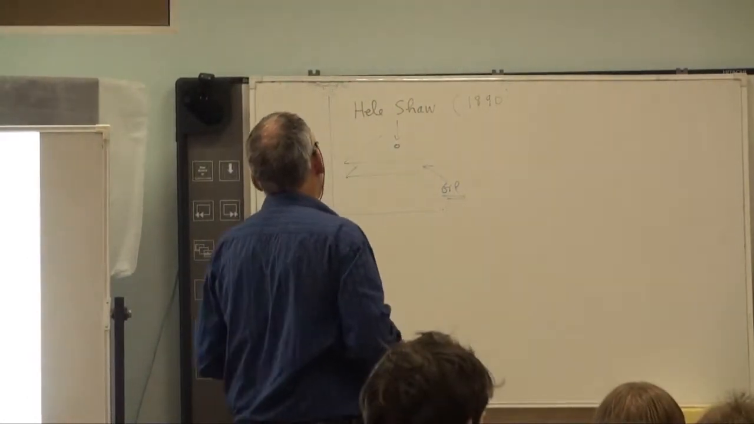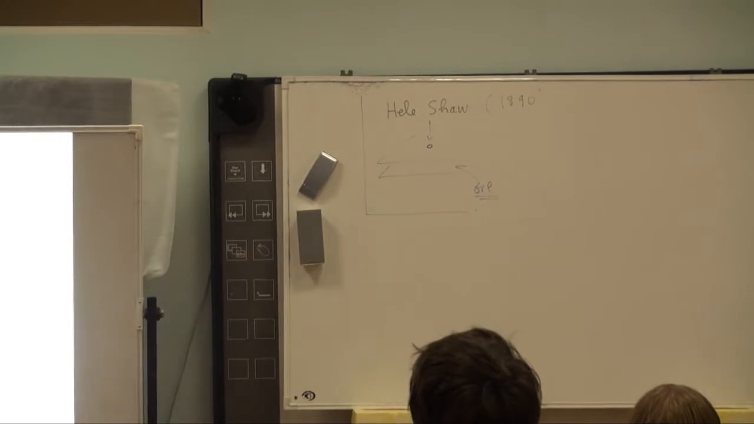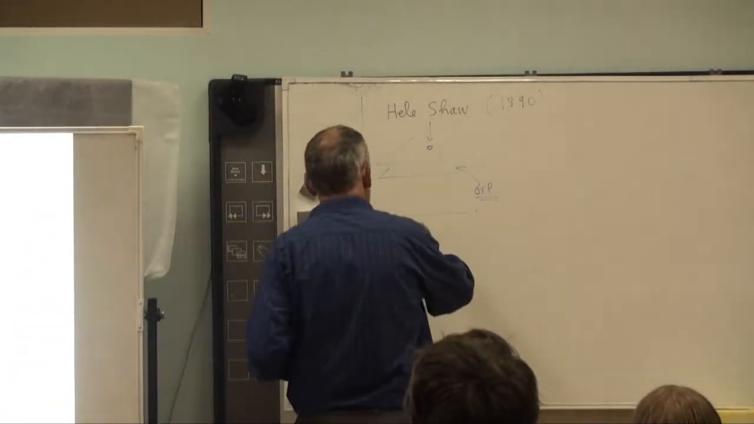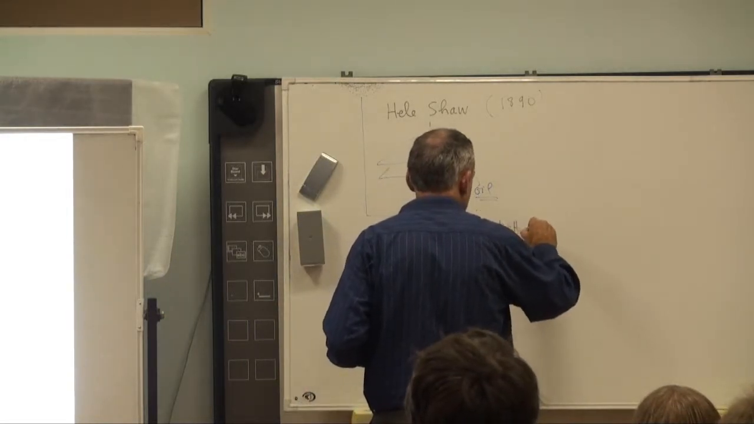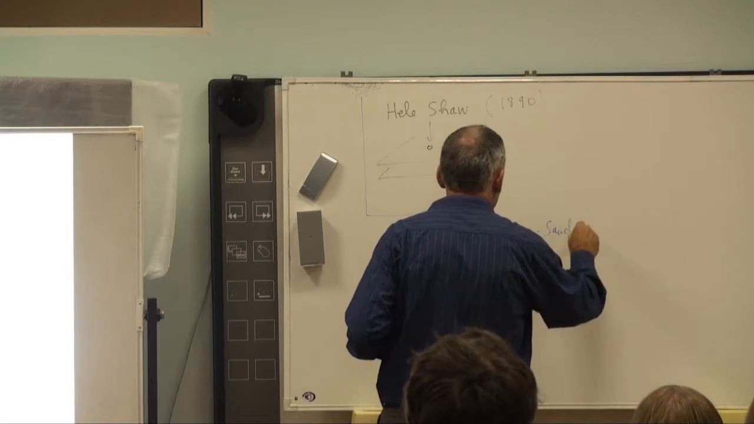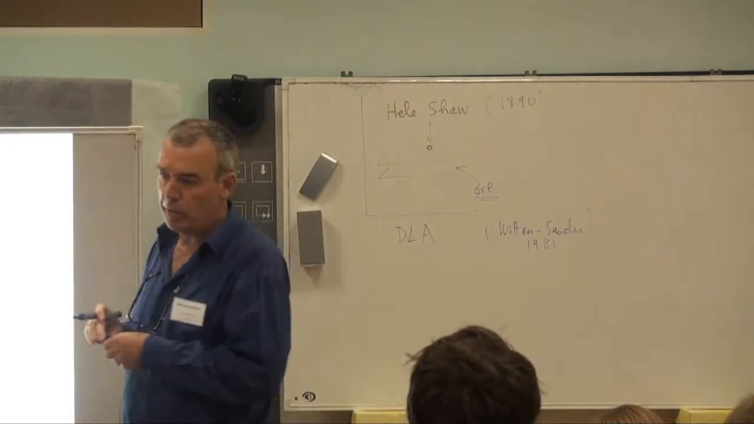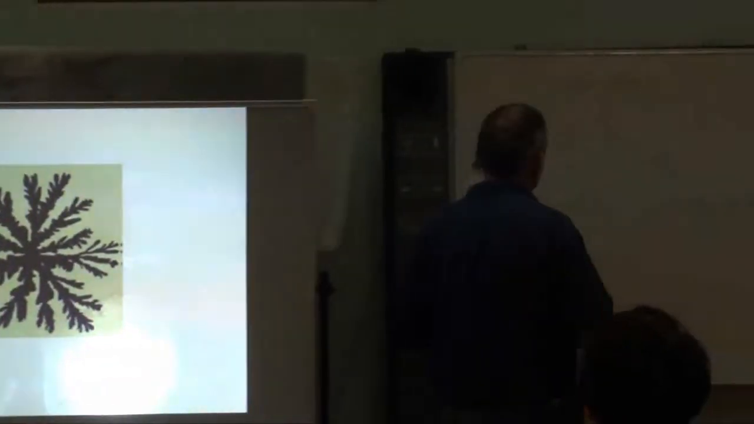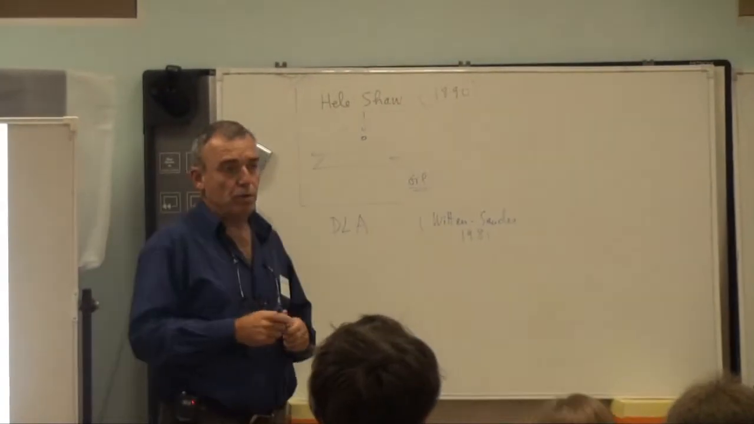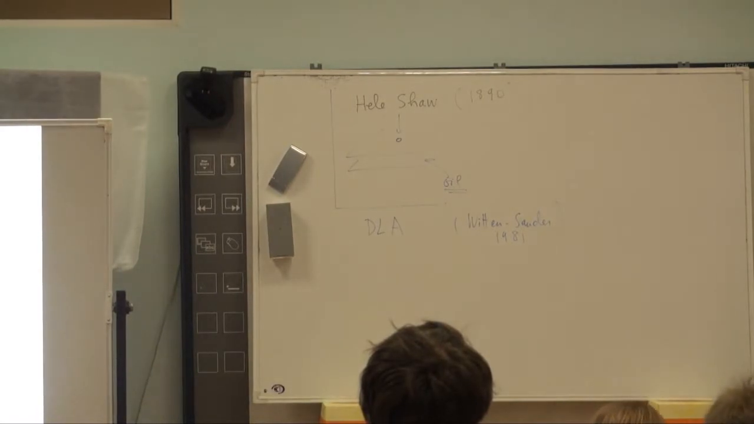And now, one century later, there was the introduction of the so-called DLA. This is due to two physicists, Witten and Sander, and this is 1981. This is a very famous paper, I think it has a record of quotations or something like this. It was a big revolution when it appeared. And so this is now a growth process, but it is a random growth process.